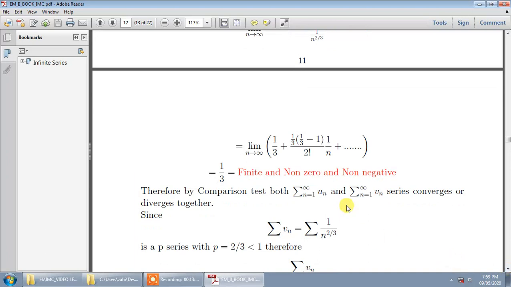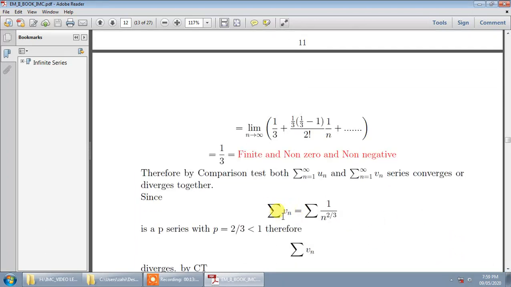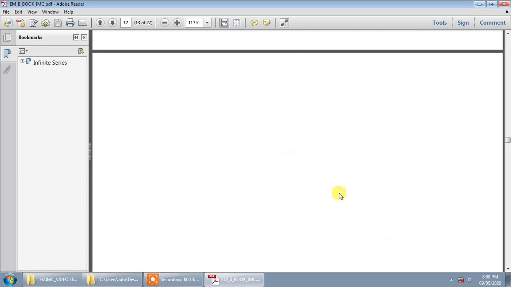Okay, but we can recognize the convergence of summation Vn very easily. Summation Vn is summation 1 upon n raised to 2 by 3. So note that 2 by 3 is less than 1. It is not greater than 1. If it could be 3 by 2, then it would be greater than 1. Here it is 2 by 3. Therefore it is less than 1. Therefore summation Vn diverges, and so does summation Un. So summation Un and summation Vn both diverge, because by the p series test this is divergent, and this summation Un also will be divergent.